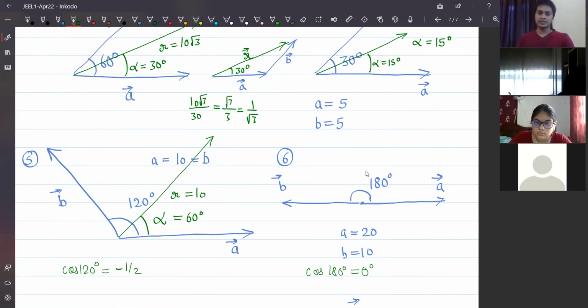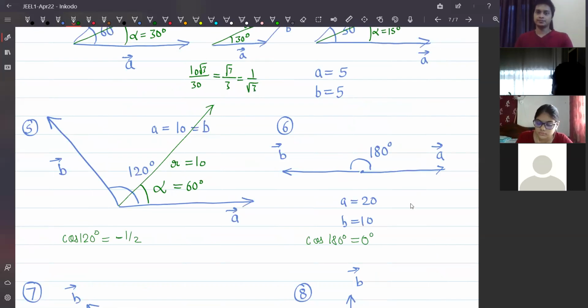Kushagra, you got the answer for the sixth one? No, sir, I'm doing that right now. Okay. I'll just write the answer. You can practice it at home, and in the next class we can discuss it. If you have any confusion, I'll just tell you the answers. For this, Nirmit, you got the answer for the sixth one?